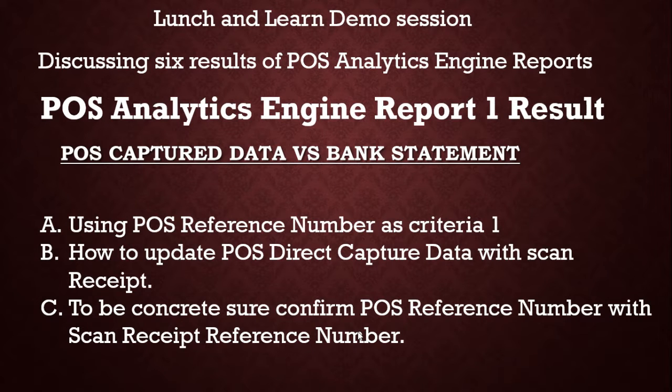So we're going to get into a demo session now. Number one, we're going to use the POS reference number as the first criteria to do the check, and then we will show you how you can update your POS sales data with your scanned receipts. Remember, we had told you in an earlier edition that when you scan the receipt, it becomes evidence that the bank cannot dispute. Now, finally, we will show you how you can be concretely sure that the reference number that is in dispute is in the scanned receipt and also in the bank statement. Let's then run a quick demo on this.